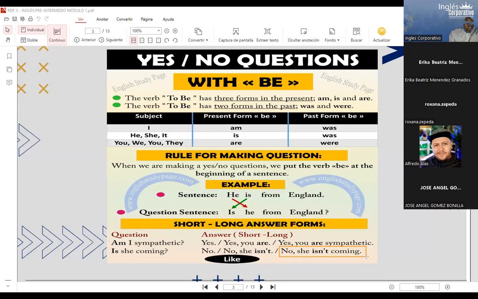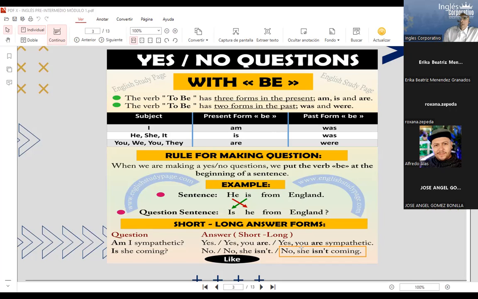Yes. Okay. This is an example of how to answer when we are talking about a third person in yes, no questions. This is the best example to answer a question. For example, guys, is Alfredo in this class? What would be your answer? Yes, he is. That's right. Yes, he is.